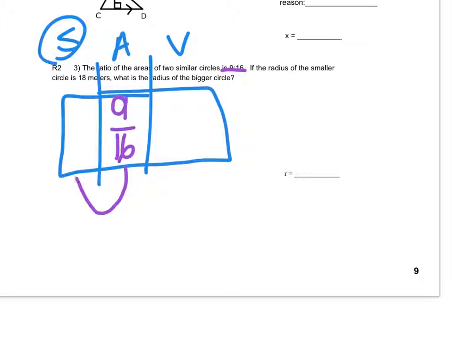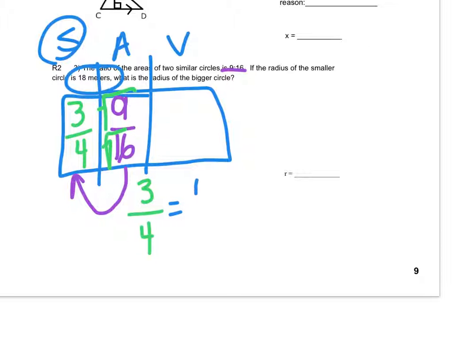To work backwards to get a side length ratio, you take the square root. That gives me 3/4. So now 3/4 is the ratio of the radiuses. And I can see right here the smaller radius is 18. So I'll put that on top. Use your cross multiply. That will give you that radius.